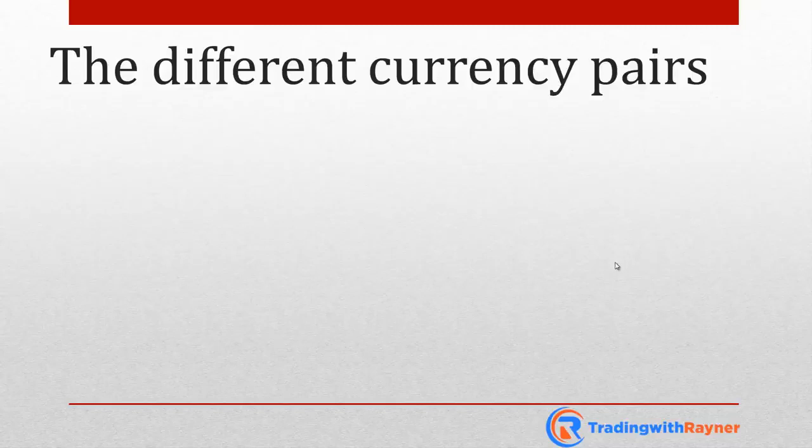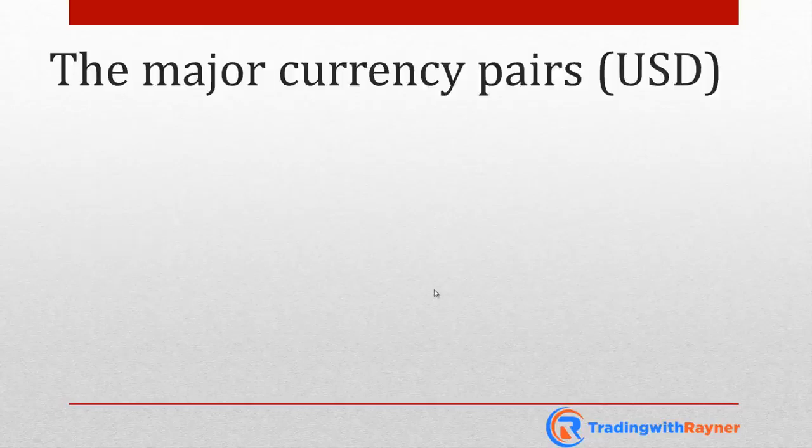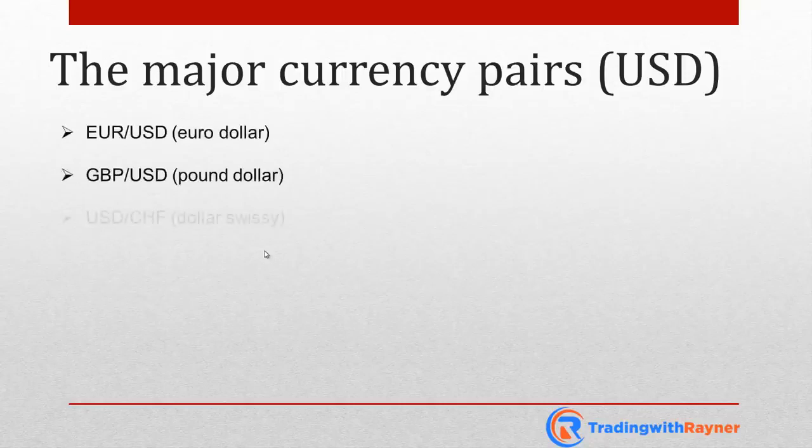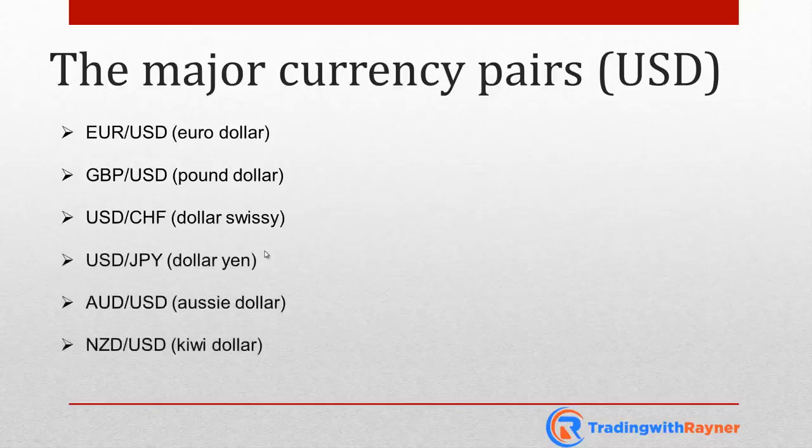There are three broad currency pairs that you should be aware of: the major currency pairs, crosses, and exotic currency pairs. So the major currency pairs are typically the most liquid, and they have a dollar element to them. For example, Euro dollar, Pound dollar, dollar Swiss, dollar Yen, Aussie dollar, Kiwi dollar, and dollar Loonie.